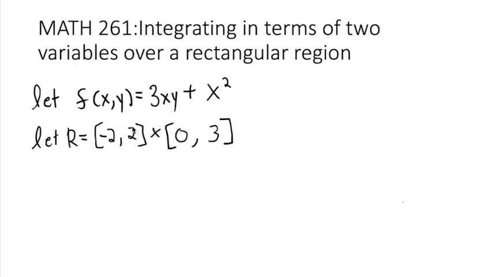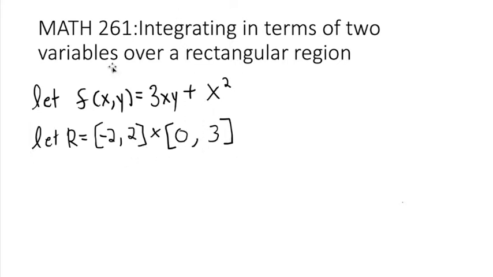My name is Amanda, and today we're going to be looking at Math 261, Calculus 3, and we're going to be looking at integrating in terms of two variables over a rectangular region. Today we're going to look at the example of f of x, y equals 3xy plus x squared, and that's going to be in the region of [-2, 2] and [0, 3].